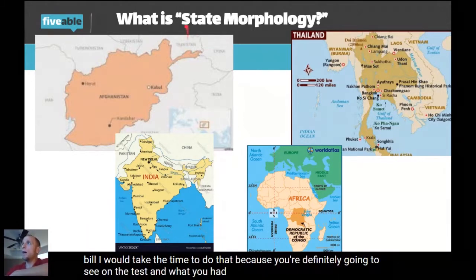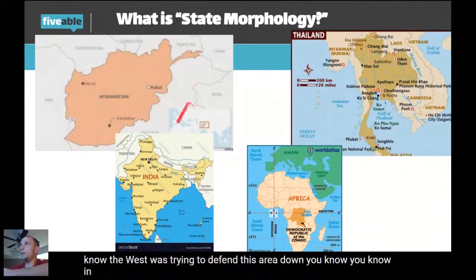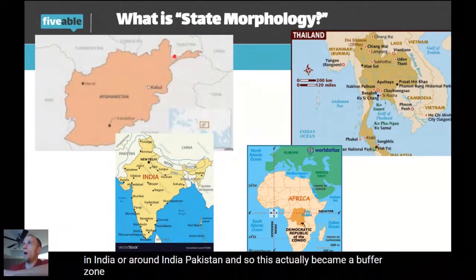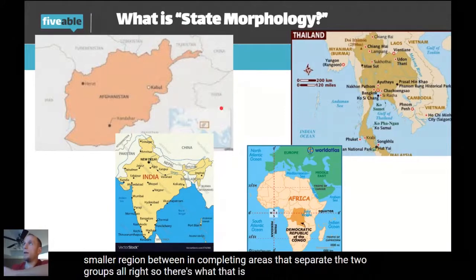If you didn't write down shatterbelt, I would take the time to do that, because you're definitely going to see it on the test. And what you had is the Soviets to the north, and the West was trying to defend this area down in India, or around India and Pakistan. And so this actually became a buffer zone. That's another one you need to know what it is. A buffer zone is a small region between conflicting areas that separated the two groups. All right, so there's what that is.